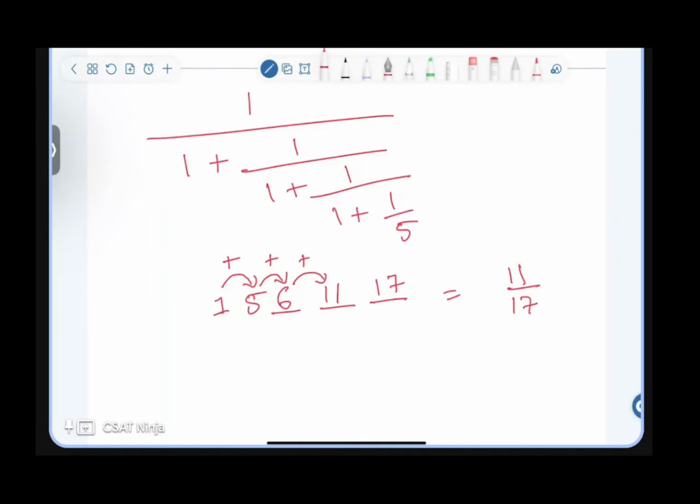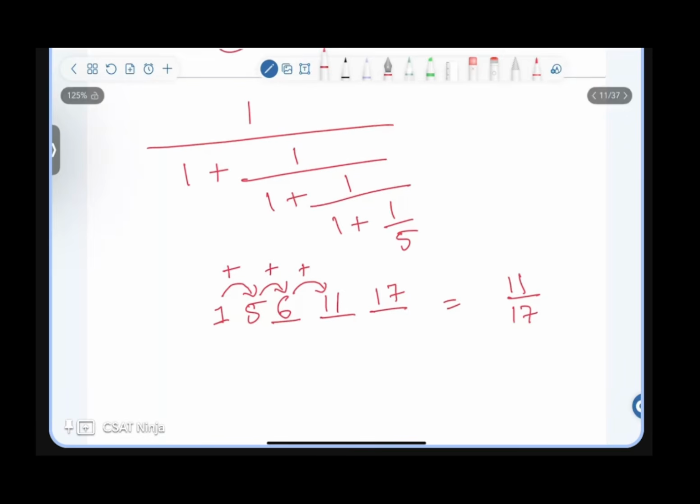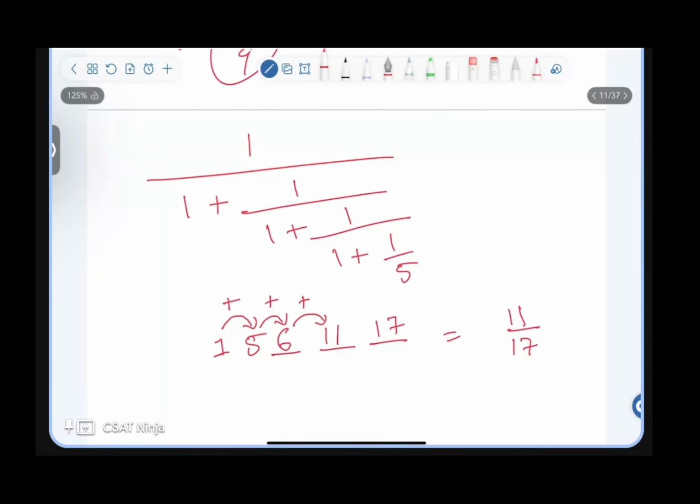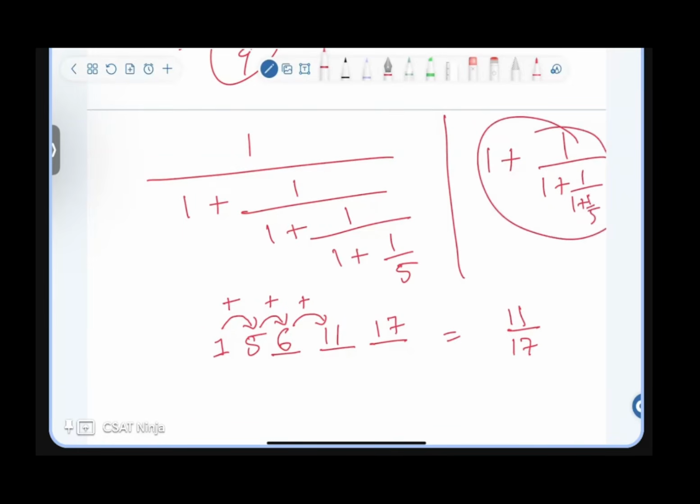I don't think it will be 17. It will be 17 if it was like this: 1 plus 1 divided by 1 plus 1 divided by 1 plus 1 by 5. Then you will get the answer 17 divided by 11. You will get that answer like that. But by this approach, I don't think you will get 17 here.